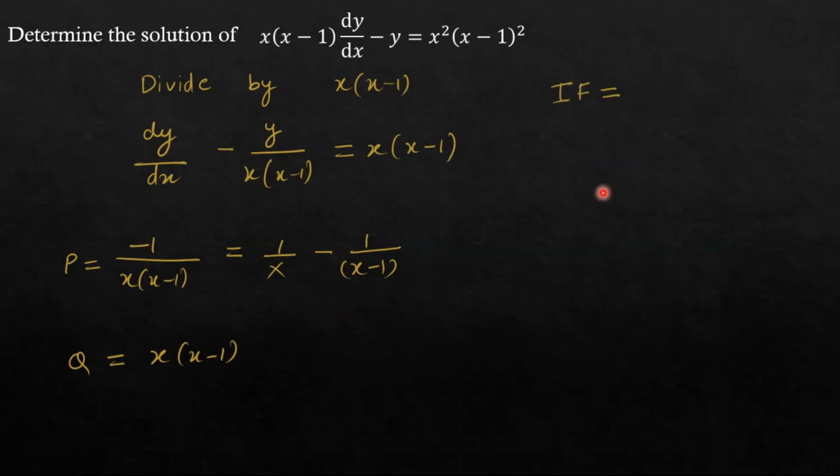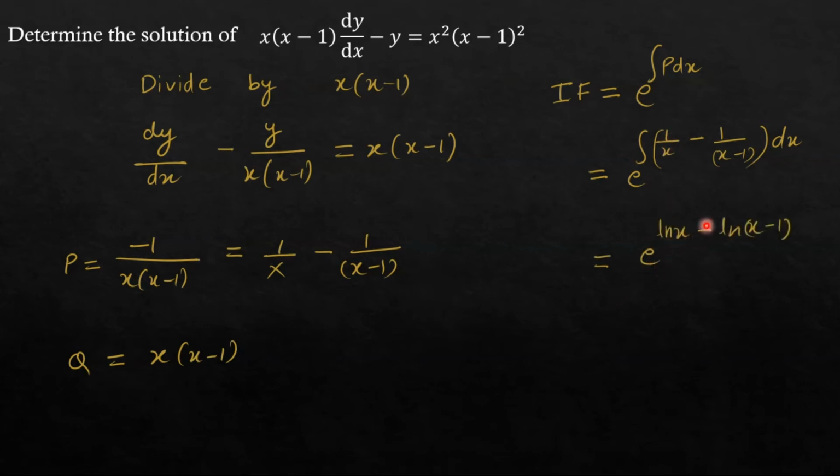Now the integrating factor is given by e raised to the power integral of p dx. Now put the value of p, it will be e raised to the power integral of (1 by x minus 1 upon (x minus 1)) dx. Now we know that integral of 1 by x is log x. So it will be e raised to the power log x minus, and the integral of 1 upon (x minus 1) will be log (x minus 1).